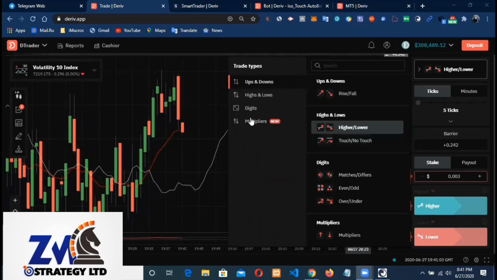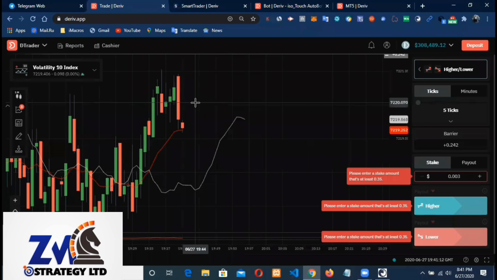So now on these multipliers, let me go to the multiplier, because this is a new trading type that they also added to the new platform. The idea of the multipliers is just like if you are trading on your MT5. Maybe let me use Forex for example. Forex has what is called leverage.